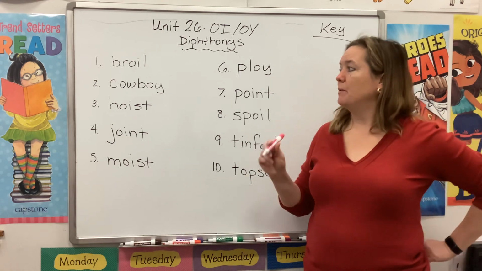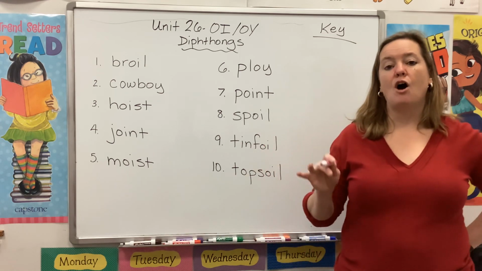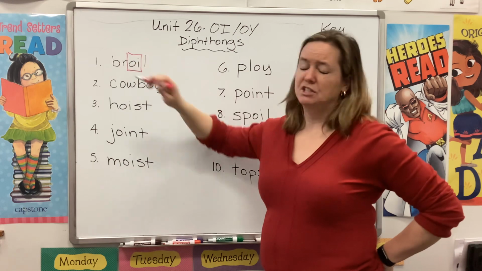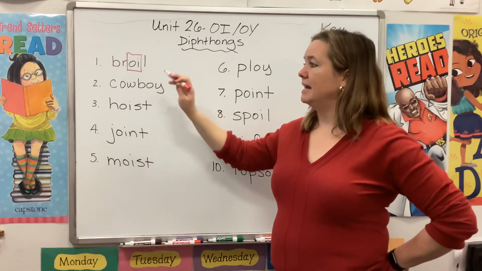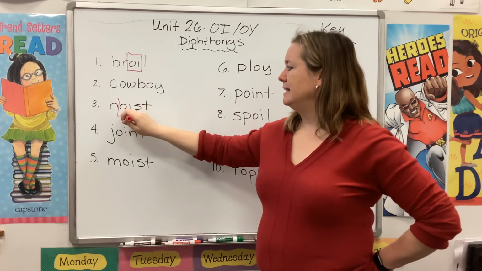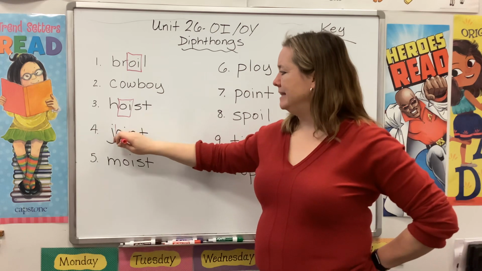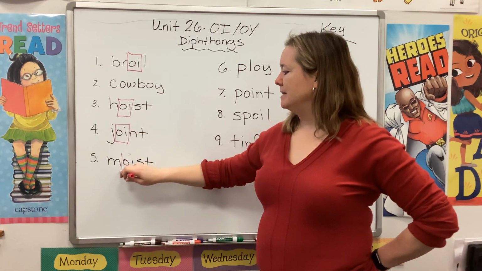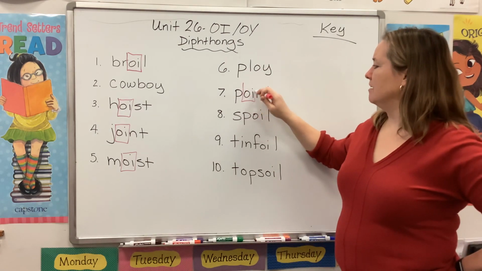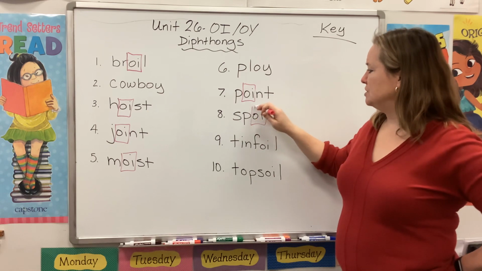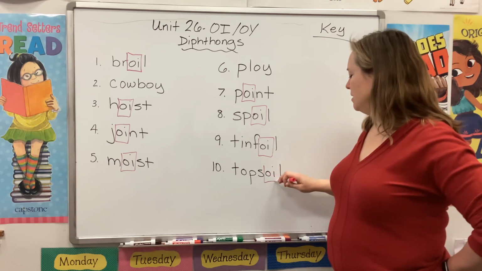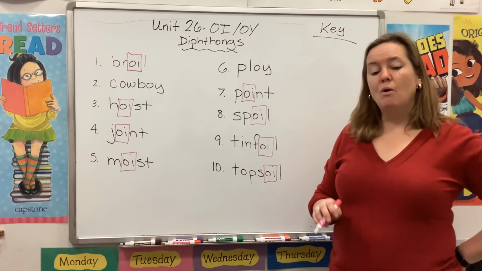And I want to go through and I want to look for words that contain OI. So I see the OI in broil. So I'm just going to draw a box around that. If you have a highlighter and you want to color that chunk, you can do that. I see it again in the middle of hoist, in the middle of joint, and in the middle of moist. Over here, I find it in the middle of point, the middle of spoil, the middle of tinfoil, and the middle of topsoil. So notice its position.